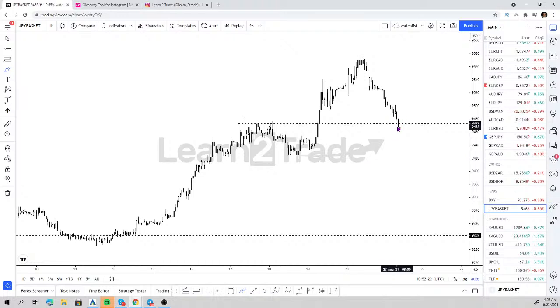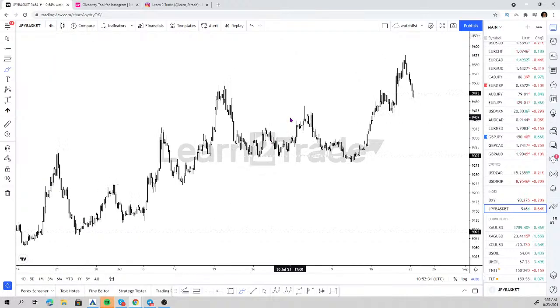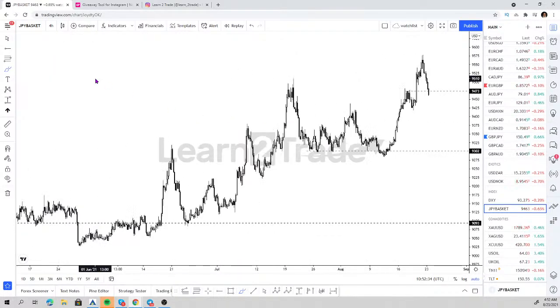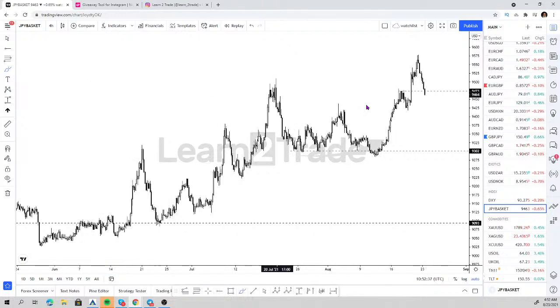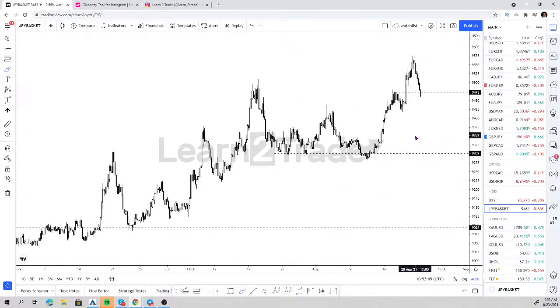First of all, I'm not going to go short on the Japanese yen at all, right? I am very bullish on the Japanese yen, and I'll show you why. This is the 4-hour chart on this same market, the FXCM Japanese yen basket. And as you can see, we are in a very, very strong bullish move on the Japanese yen, right?